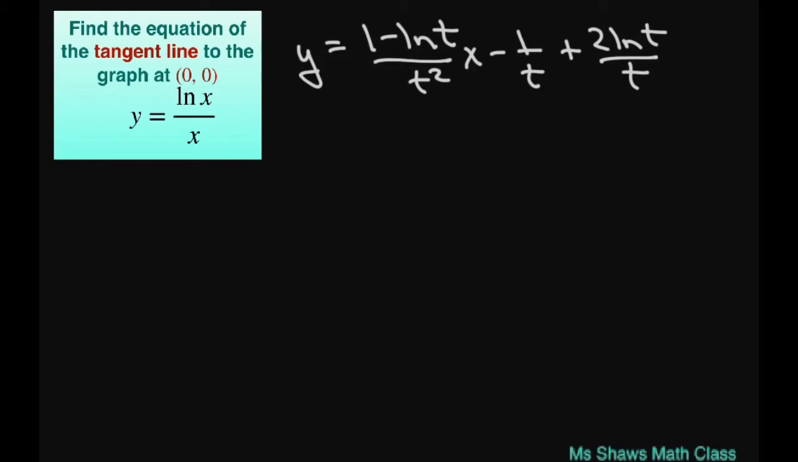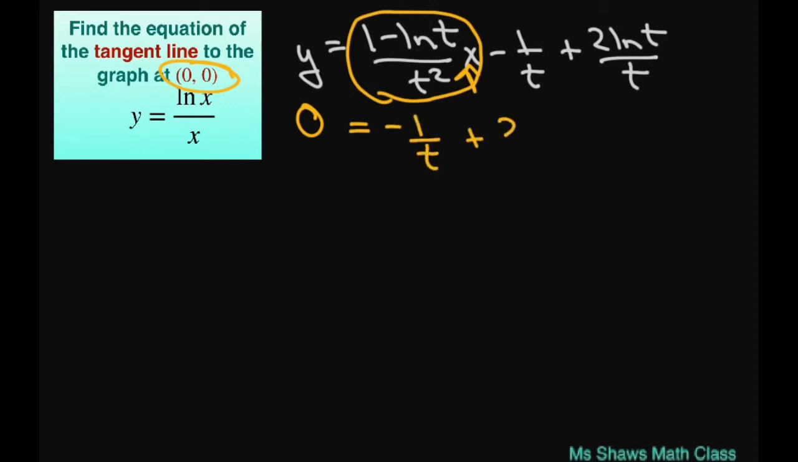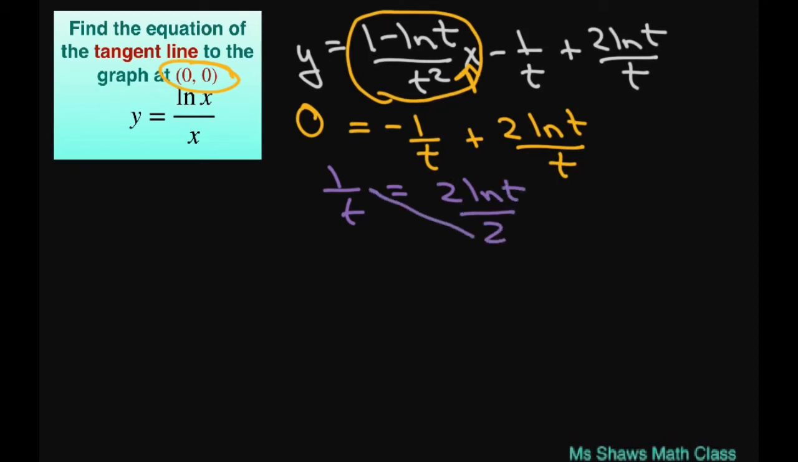All right, now let's go back to our (0, 0). Since (0, 0) lies on the graph, I'm going to substitute in 0 for x and y. So my y is 0. This goes away, because x is going to zero that out. So we end up having negative 1 divided by t plus 2 ln of t divided by t. Now let's go ahead and solve for t. So we have 1 divided by t equals 2 ln of t divided by t. Cross multiply, and you get 1 equals 2 ln of t, or ln of t equals 1 half.